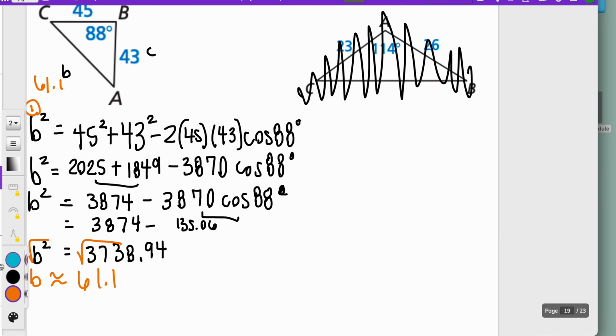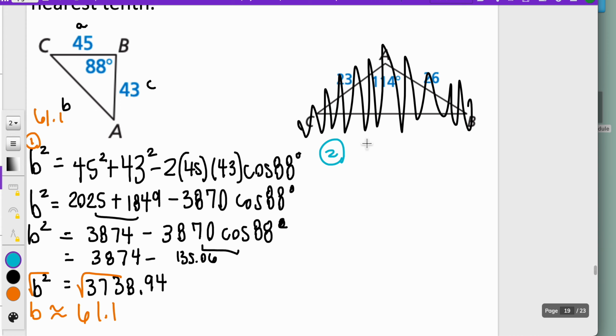We can use that with our Law of Sines. Step 2 would be using the Law of Sines, because now I have the sine of 88 degrees over 61.1 can be equal to whatever we choose. Maybe we do sine of A, so sine of A over 45. You could also do sine of C over 43. You would still get the same answer, but for C, and then you just use that to find letter A. Here we're just going to do the same thing we did yesterday. Start by cross multiplying.